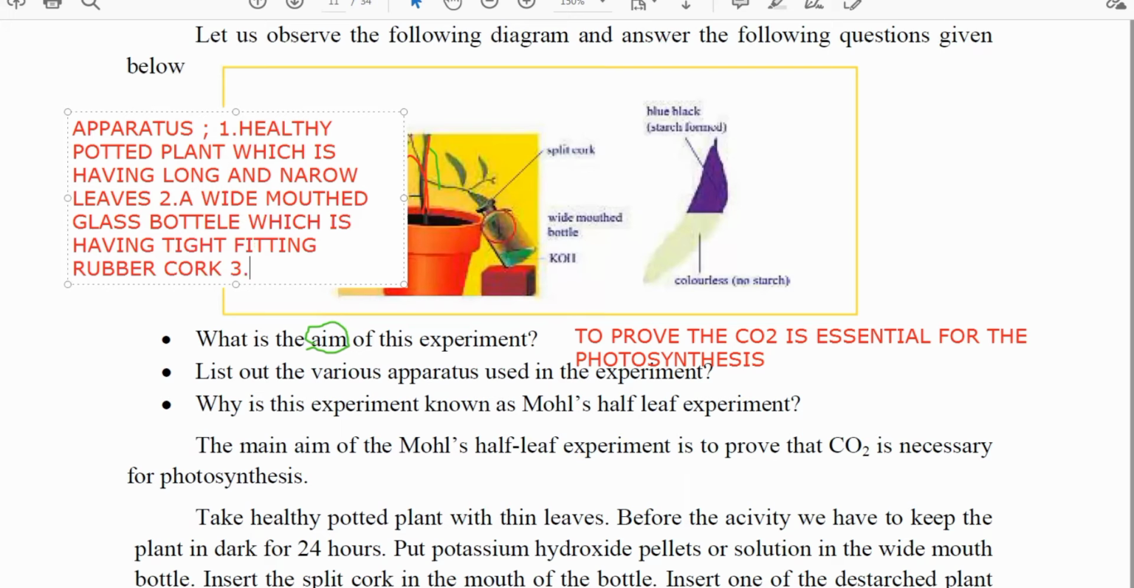Number three, a wooden block. And the fourth one, the main chemical which we use in this experiment, is KOH. KOH means potassium hydroxide.